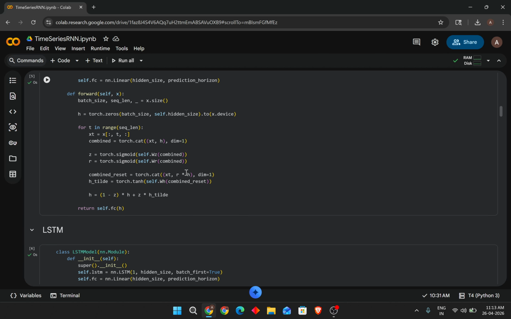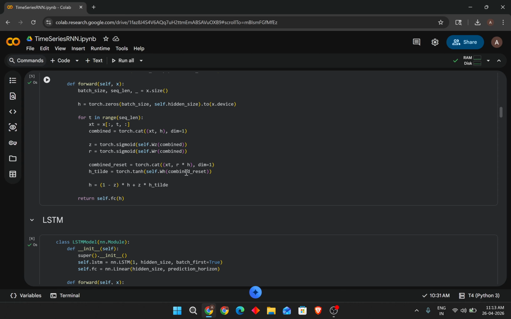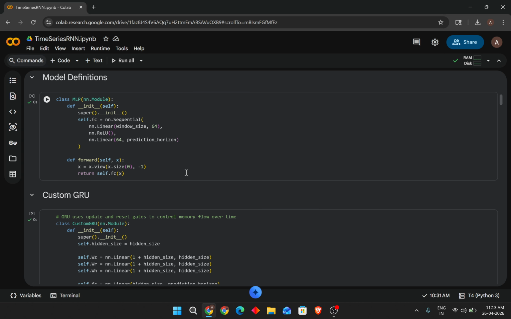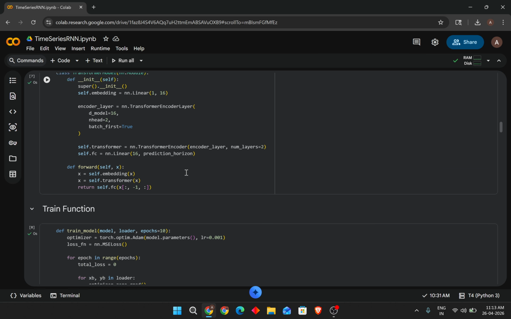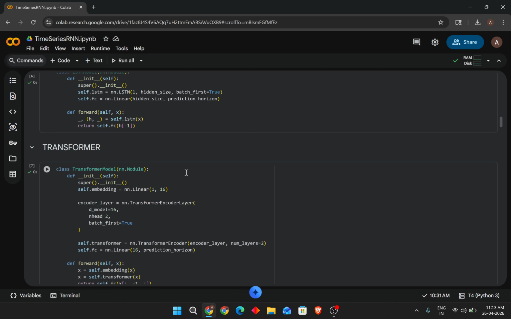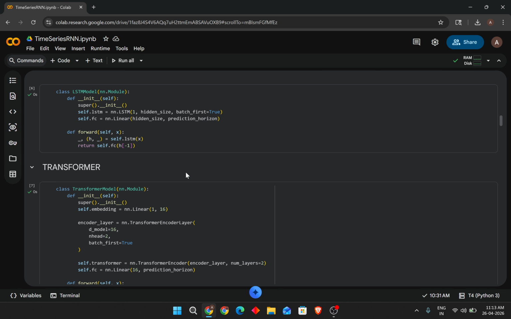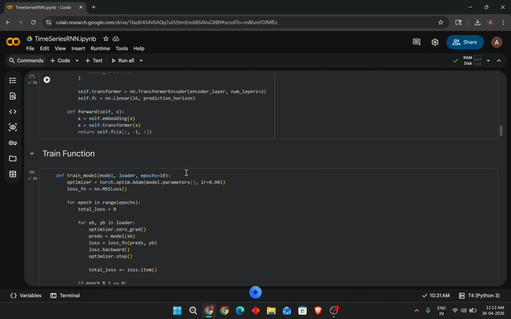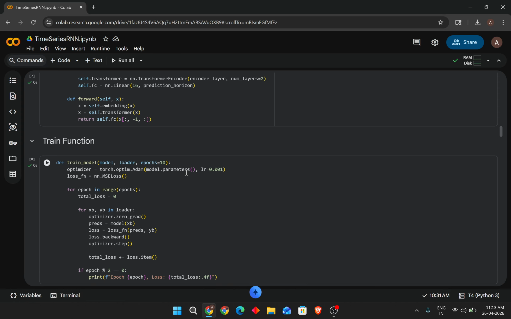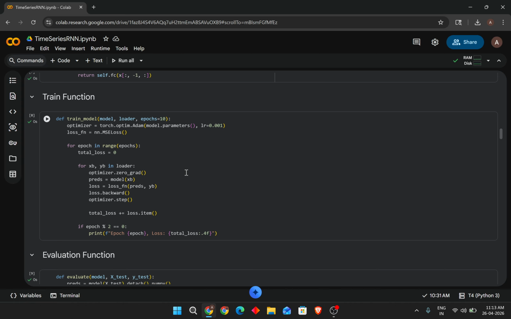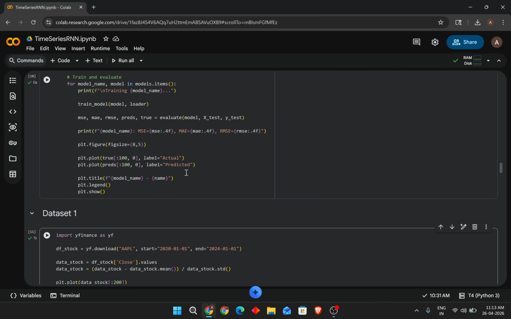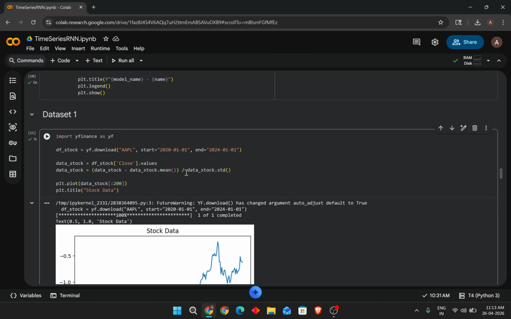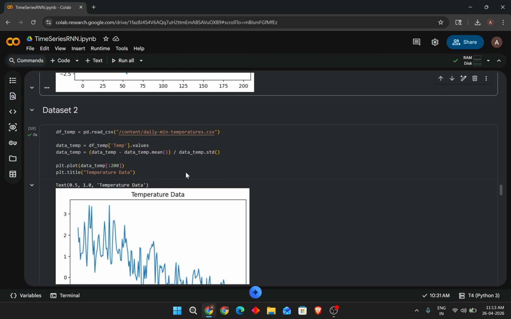For comparison, I also implemented an MLP model which flattens the input and does not consider sequence order. Additionally, I used LSTM and Transformer models for comparison. For training, I used mean squared error as the loss function and the Adam optimizer.